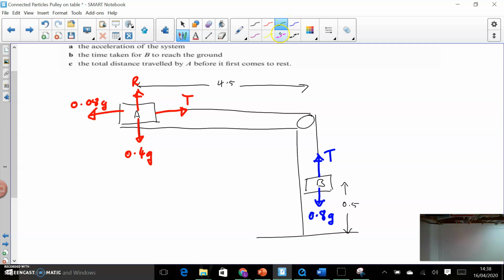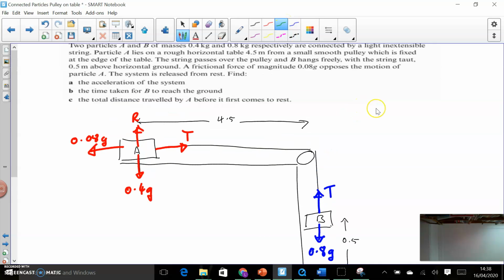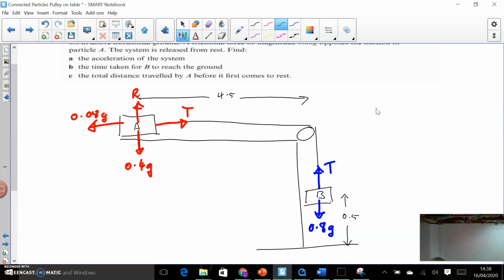Now, because it's an inextensible string, the acceleration of each particle is the same, and we'll call that a. For particle A, the acceleration is horizontal. For particle B, the acceleration is vertical. So the magnitudes of the acceleration are equal, but the acceleration itself is not, because they are in different directions. Remember, acceleration is a vector quantity, so it has both magnitude and direction.